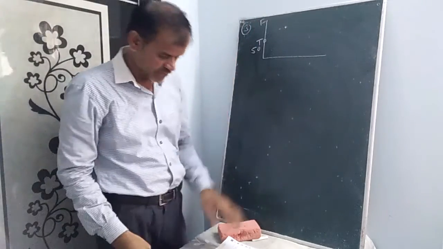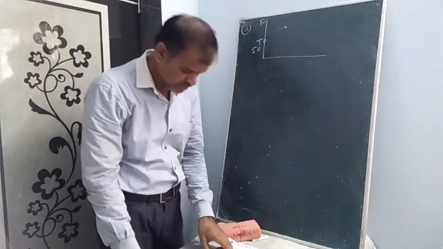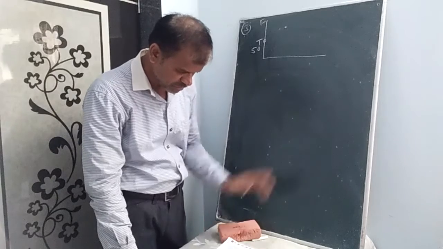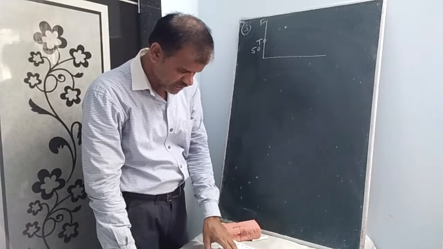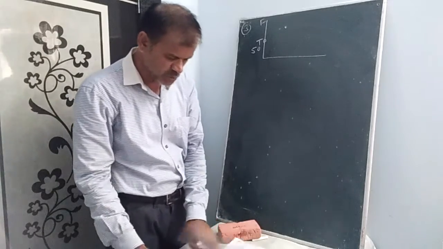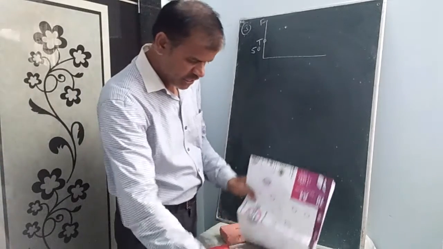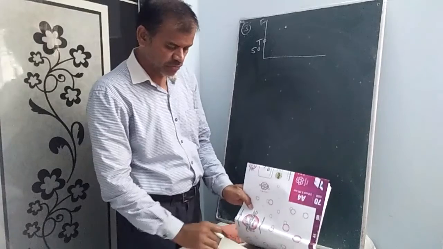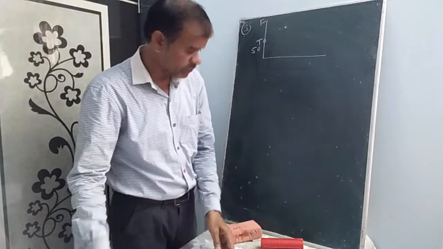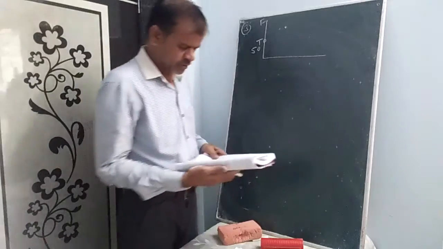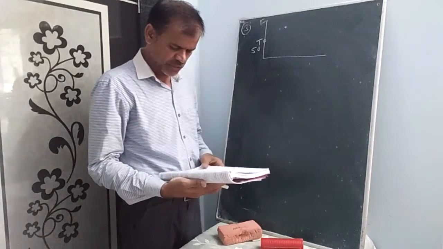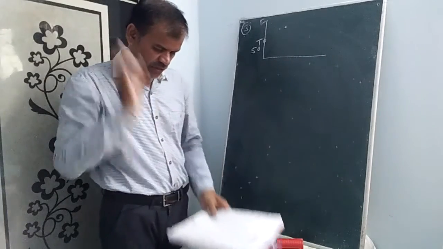Above the tower, a flagstaff exists. A tower of height 50 meters stands on level ground. A flagstaff standing on the tower subtends an angle of tan inverse 1/3 at a point 100 meters away from the tower on the ground.